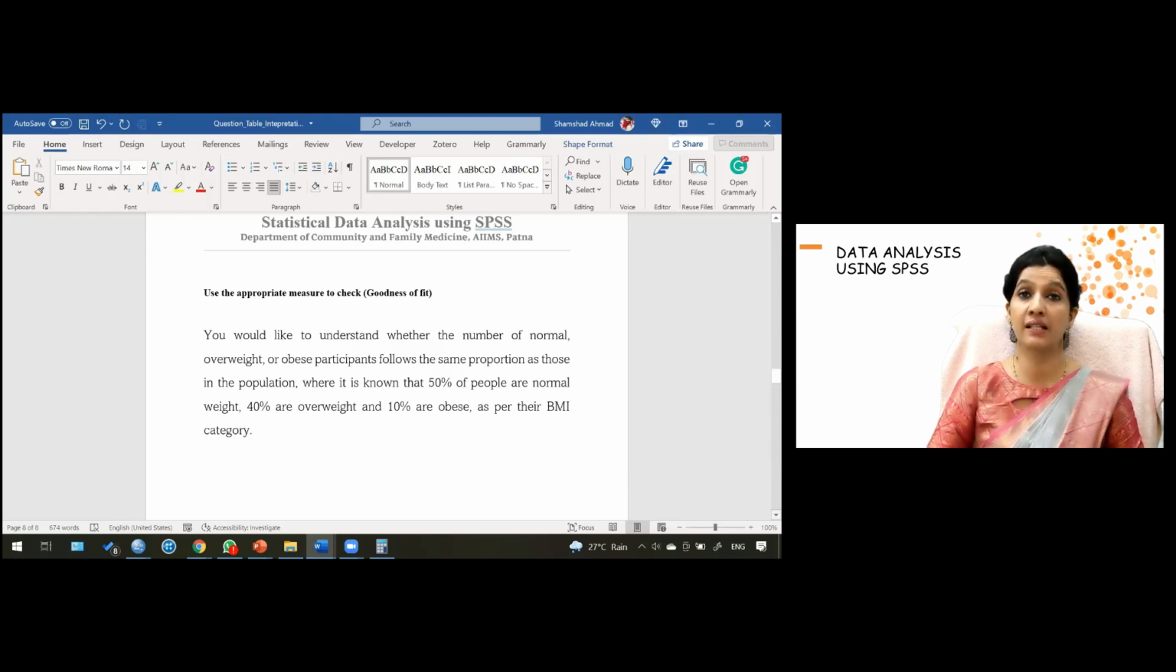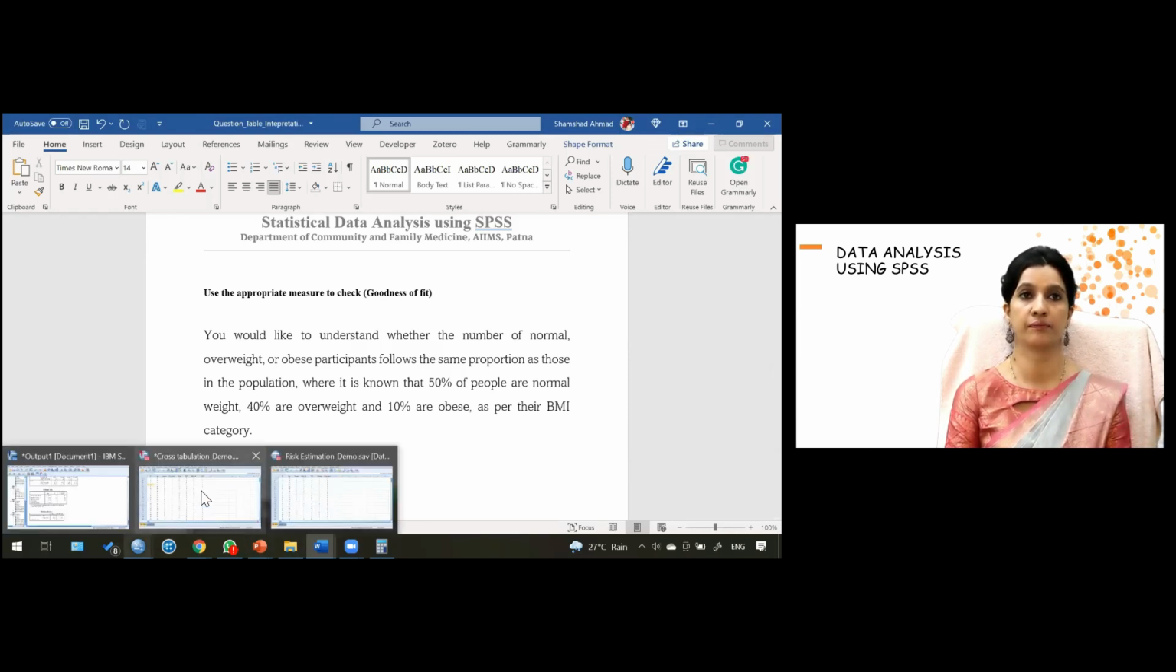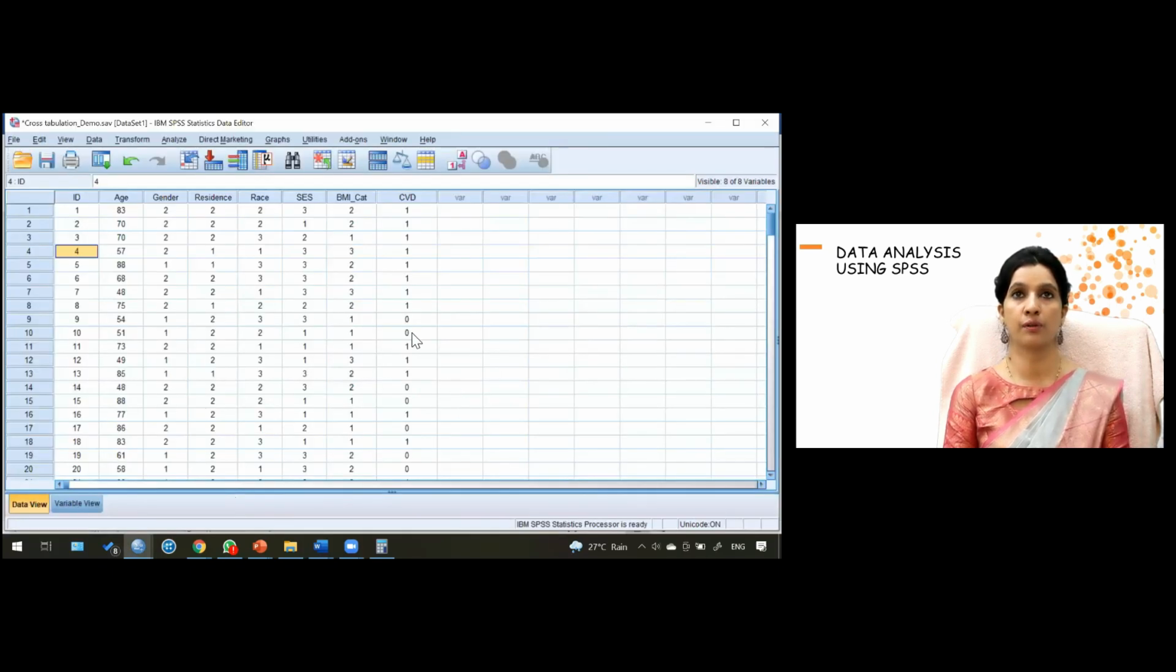So this is against a known value, right? Because I said that you could check it against a known value, or if that value is not known, then you take it as equal categories. So now what will I do? I'll go to my data sheet. You can see here there is a BMI category, and I want to see what the proportion of this BMI category is in my sample, right?